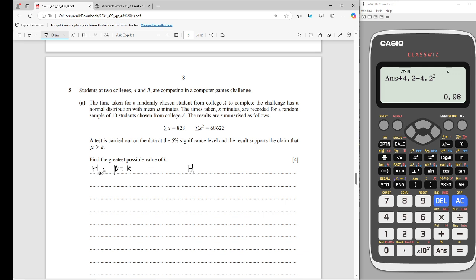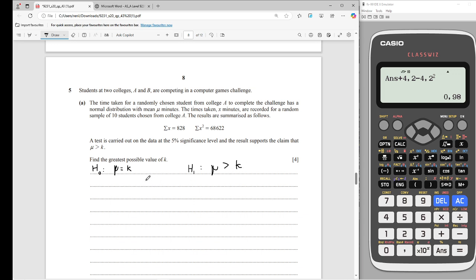Okay, so whenever we have a test where it compares two means, just remember H null is always going to be mu equals k, and the second one, which is the alternative hypothesis, will always support something against H1, so it can be greater than, lesser than, or not equal to.